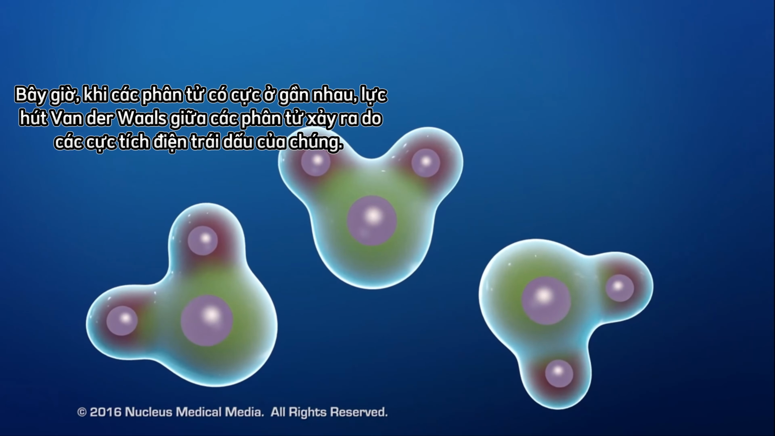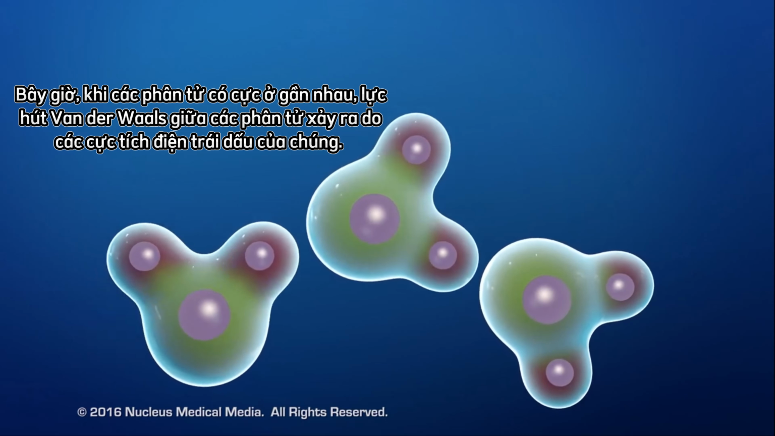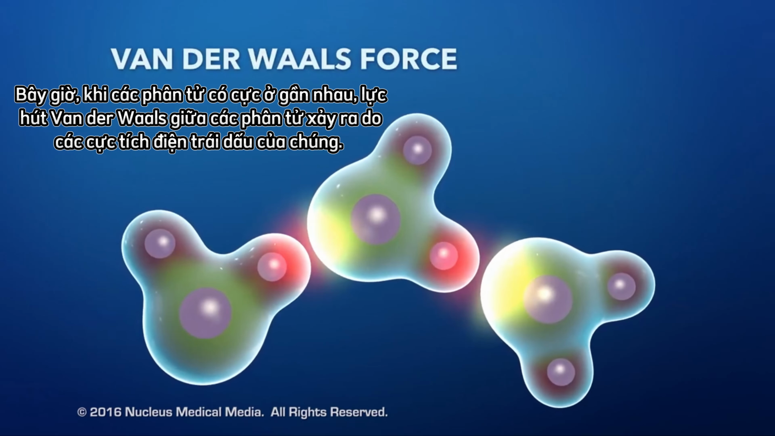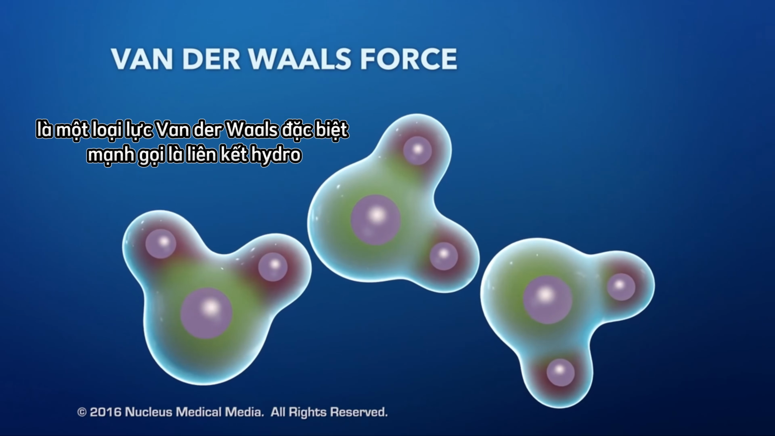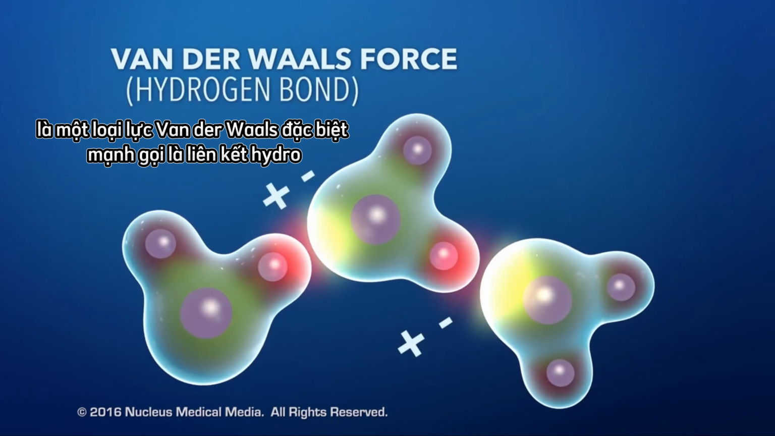Now, when polar molecules are near each other, a van der Waals force of attraction between the molecules occurs because of their oppositely charged poles. In this example, the attraction of a polar molecule's negative pole to the positive pole around hydrogen atoms in water is a particularly strong type of van der Waals force called a hydrogen bond.